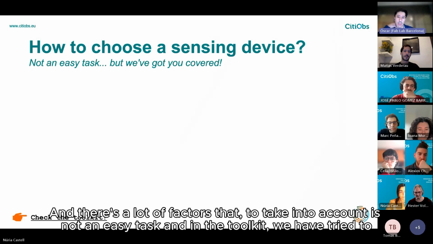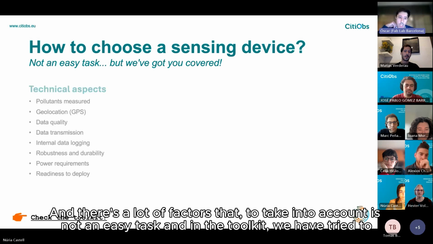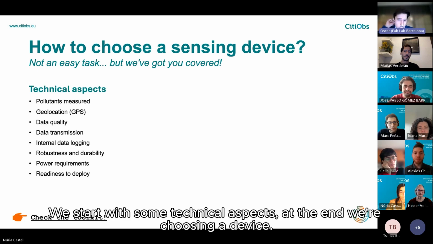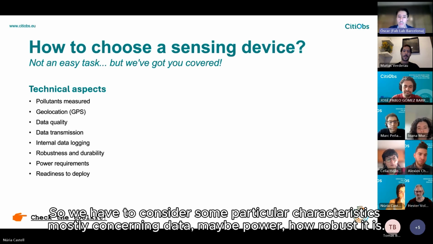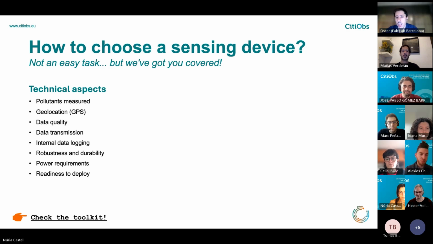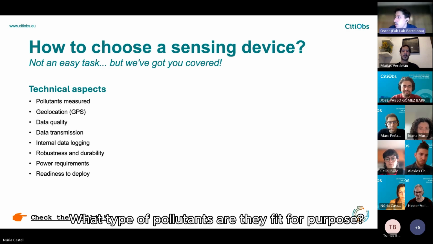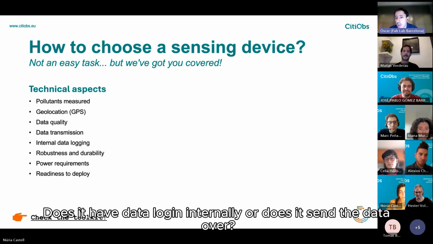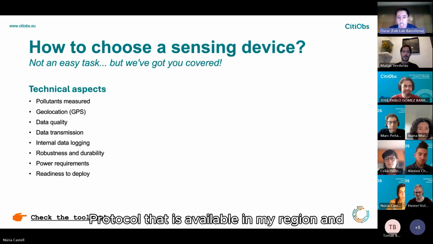And there's a lot of factors to take into account. It's not an easy task. And in the toolkit, we have tried to put together some recommendations. We start with some technical aspects. At the end, we're choosing a device. So we have to consider some particular characteristics, mostly concerning data, maybe power, how robust it is, is it ready to deploy, or do I have to put it together myself? What type of pollutants does it measure? Are they fit for purpose? Does it have data logging internally, or does it send the data over a protocol that is available in my region or not?